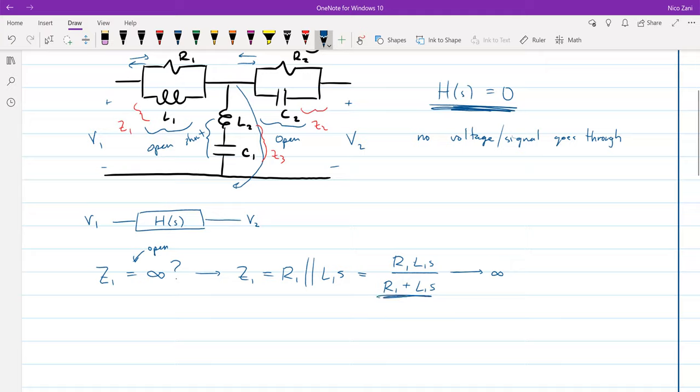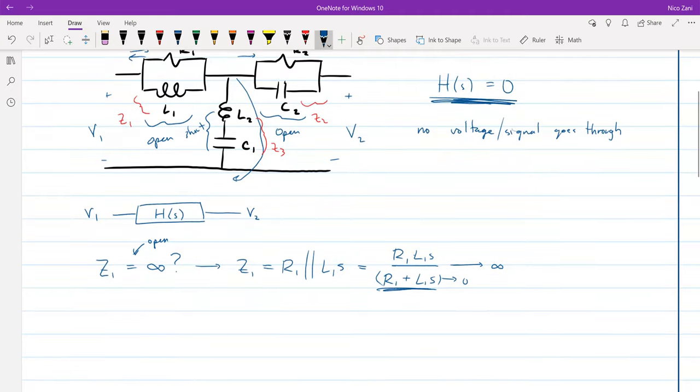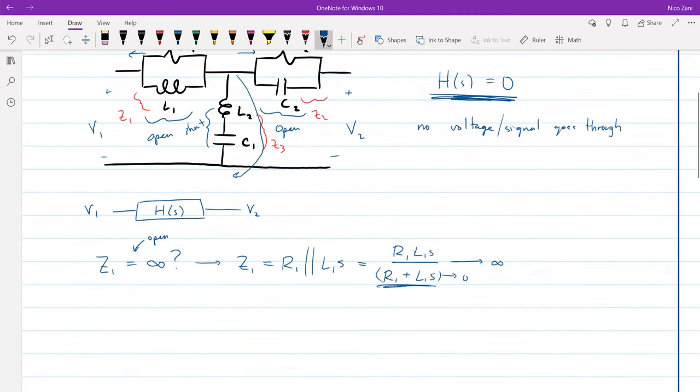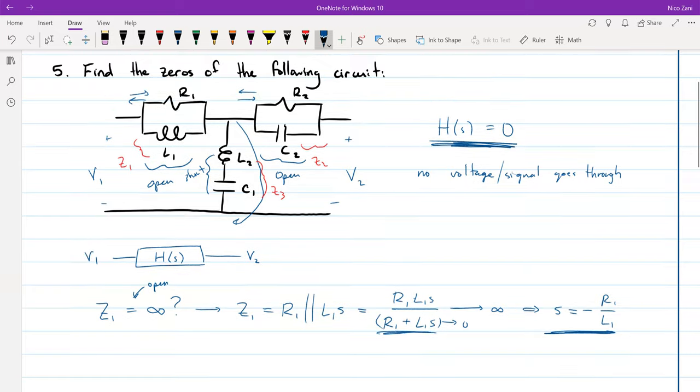And the answer is going to be where this approaches infinity. And this approaches infinity when this bottom term approaches zero, right? So what does that mean? That means that essentially we're just finding the zero or a pole of this particular transfer function. So let's go ahead and do that. Actually, I'll just write it out because it's pretty easy to see. The pole is just going to be where S is equal to negative R1 over L1. And this has to be one of the zeros of this function right here, of this circuit right here.